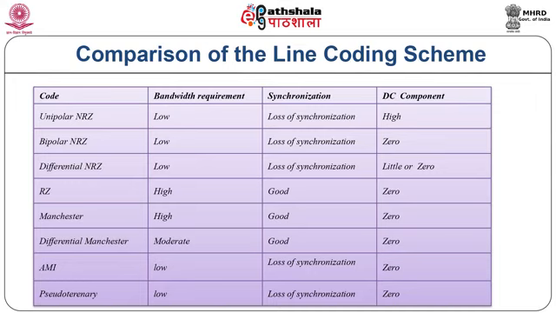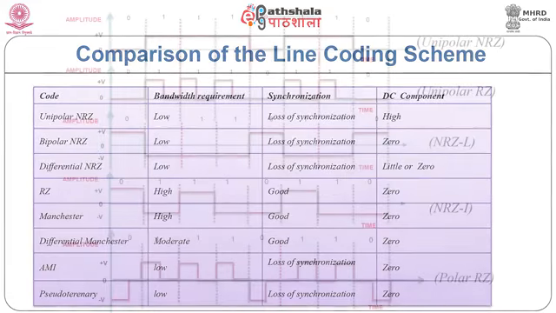Unipolar NRZ has a high DC component, which makes it unsuitable for long-haul communication, whereas bipolar NRZ, Manchester, differential Manchester, AMI, and pseudo-ternary coded signals have no DC component present.